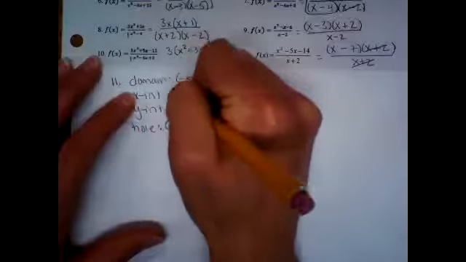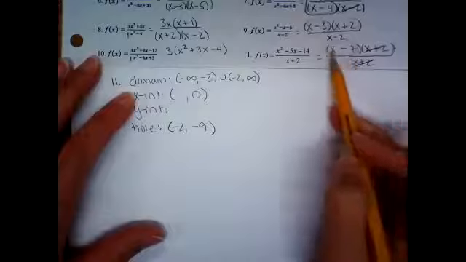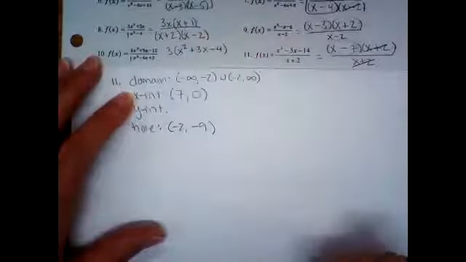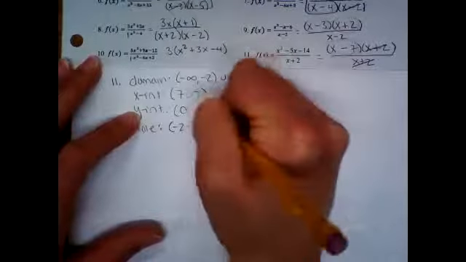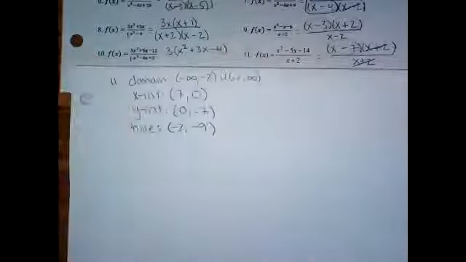X-intercepts will be something, 0. What's going to make this 0? This is the only thing that's left. 7, 0, good. And for the y-intercept, you're going to plug in 0: 0 minus 7, -7.